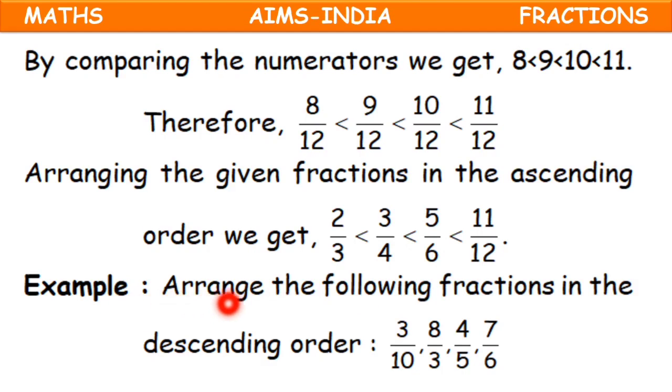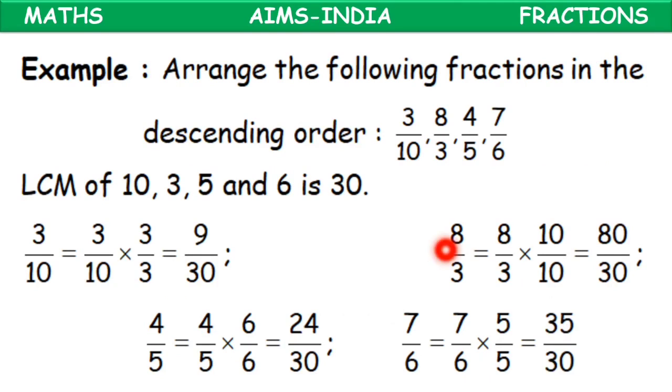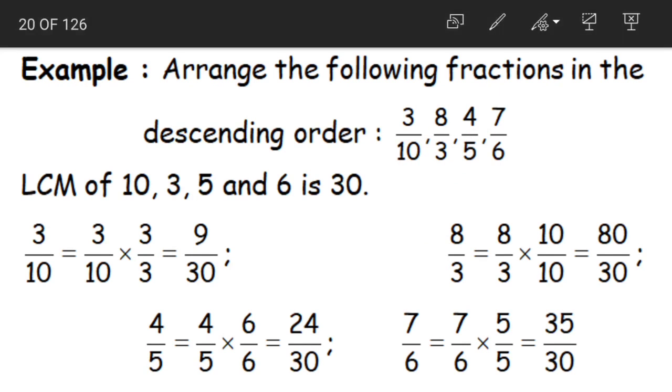Now here we have another example, that is, arrange the following fractions in the descending order, children. Now what is descending order? It is arranging them from highest to the lowest. Now what are the fractions that we have? 3 by 10, 8 by 3, 4 by 5 and 7 by 6. 10, 3, 5, 6.